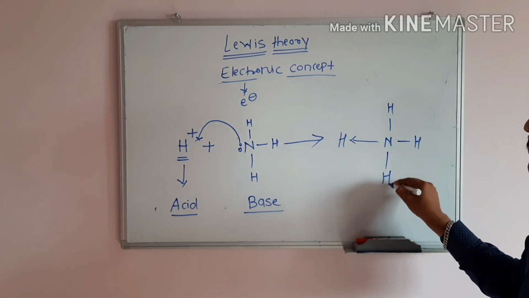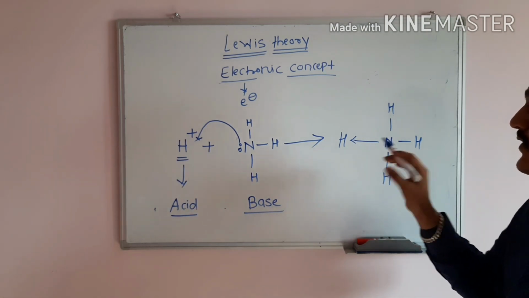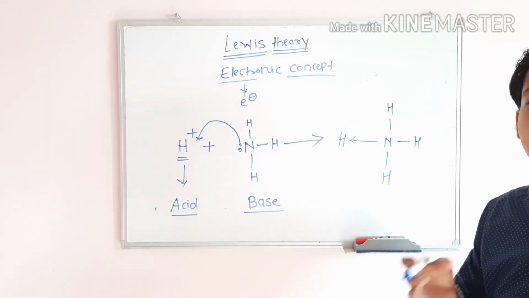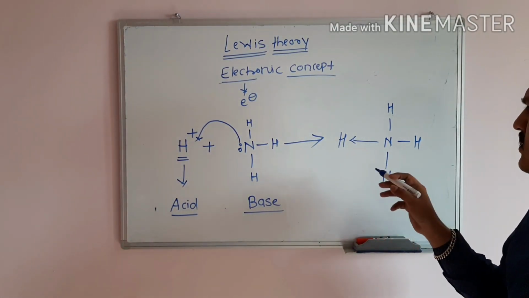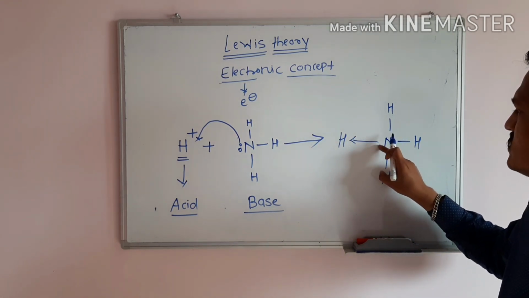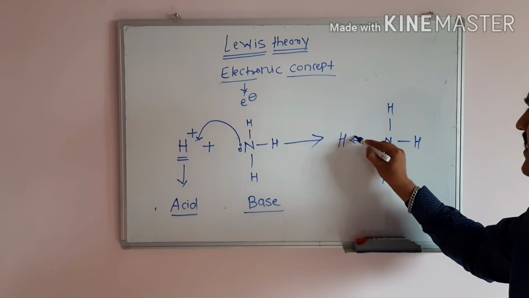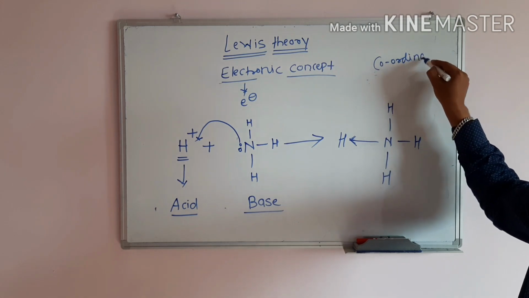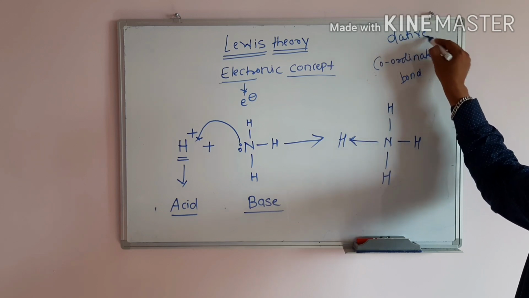Coordinate bond. It is a temporary bond indicated by an arrow, because it is not an official bond like an ionic bond or a covalent bond. It is an unofficial bond, because for completion of the octet, nitrogen gives its electrons to hydrogen. It can break at any time, so it is indicated by a single arrow. This bond is also called a coordinate bond or dative bond.